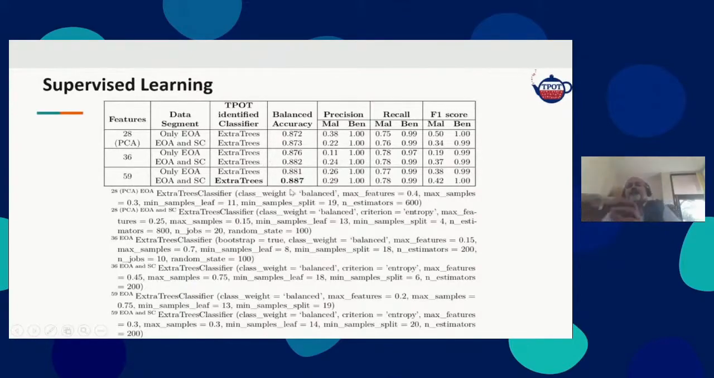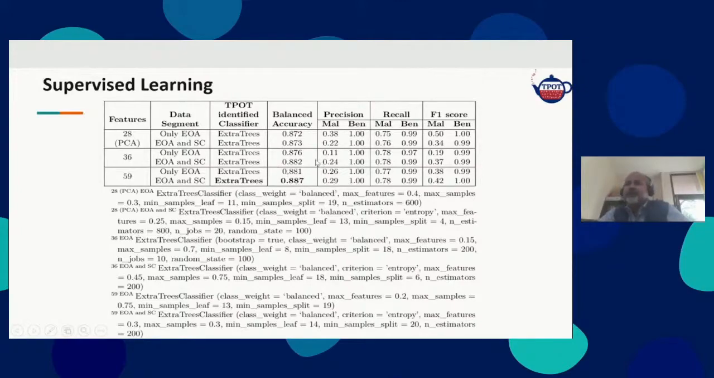We look at the results in terms of accuracy and balanced accuracy. That is, how accurate it is at predicting malicious accounts and how accurate it is at predicting benign accounts, and their average is balanced accuracy. The balanced accuracy in this case with reduced features is about 87%. With all the 36 features, we can get it up to about 88%. And with all 59 features, we get 88.7%.